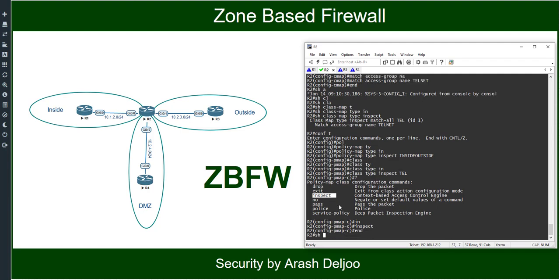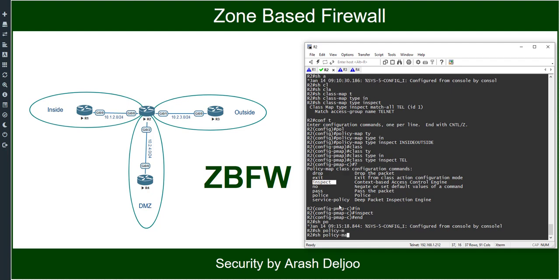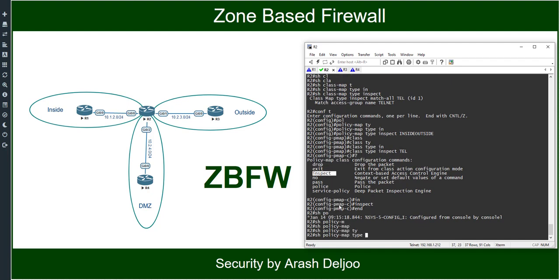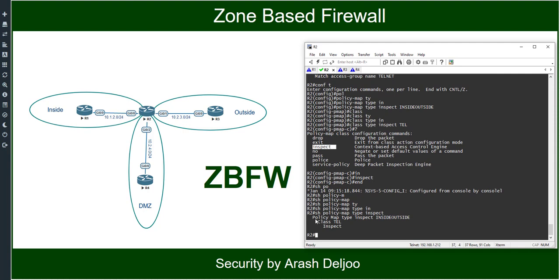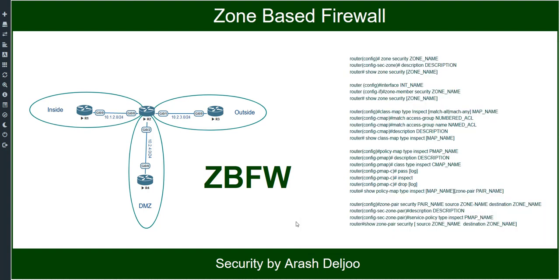Let me show you our policy. Show policy map, then type inspect. Look here, this is our policy map type inspect. Then inside outside is the name. For class tel, please use, for example, the inspect action. So easy. All right, now we should apply it.